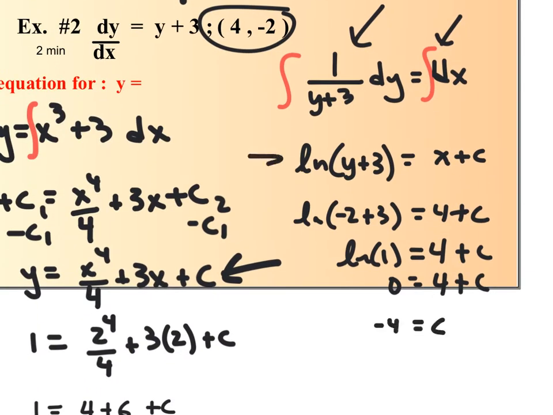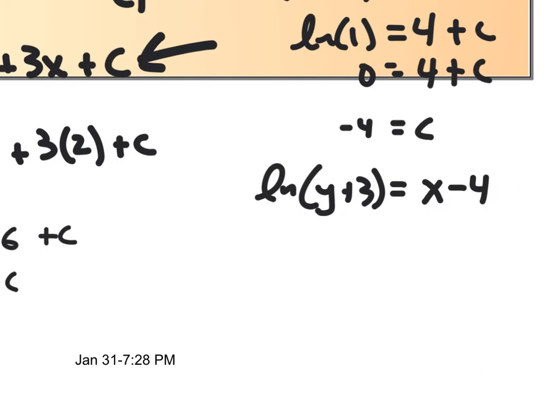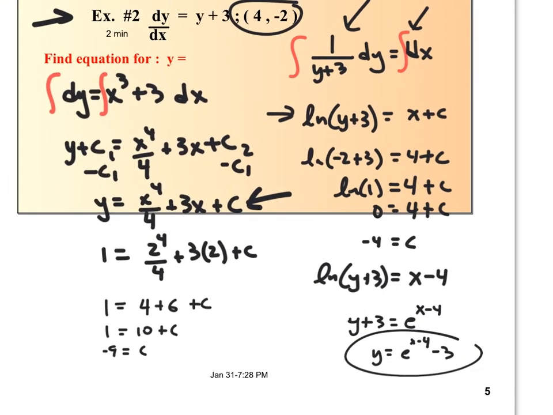Therefore, I'm going to go back up to here and put a negative 4 in for c. So the natural log of y plus 3 is equal to x minus 4. Now we have a little bit of work to do because we have to isolate y. So I'm going to take e to the power of x minus 4. So y plus 3 equals e to the power of x minus 4. Then just subtract 3. So y equals e to the x minus 4, minus 3. That's the particular solution to the differential equation with the initial condition 4, negative 2.